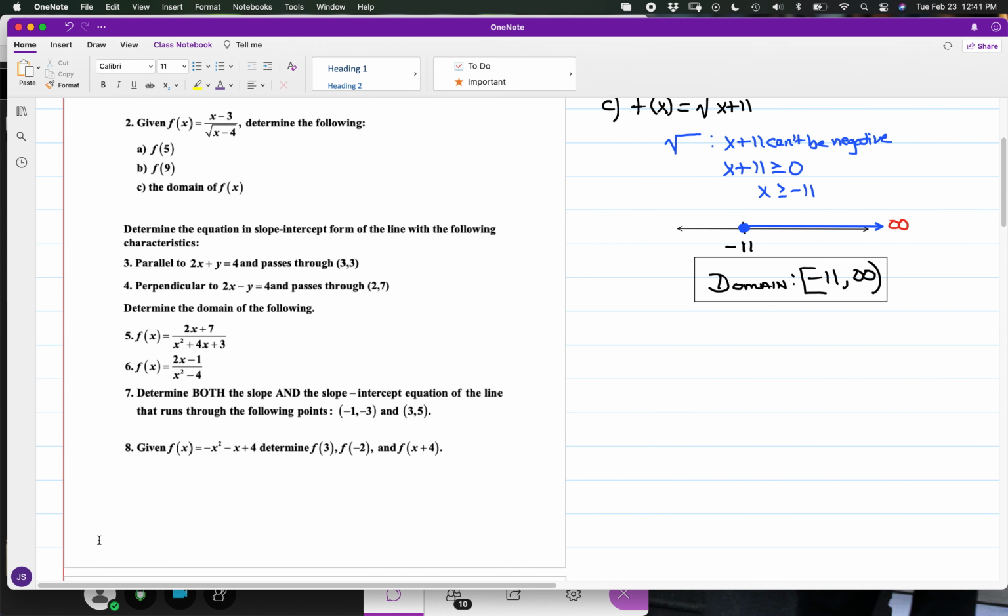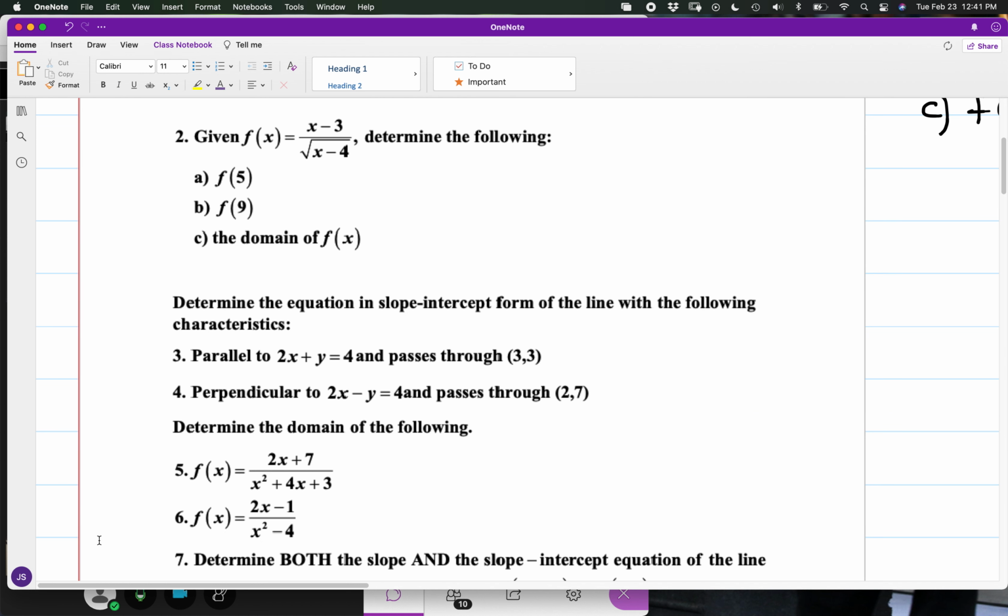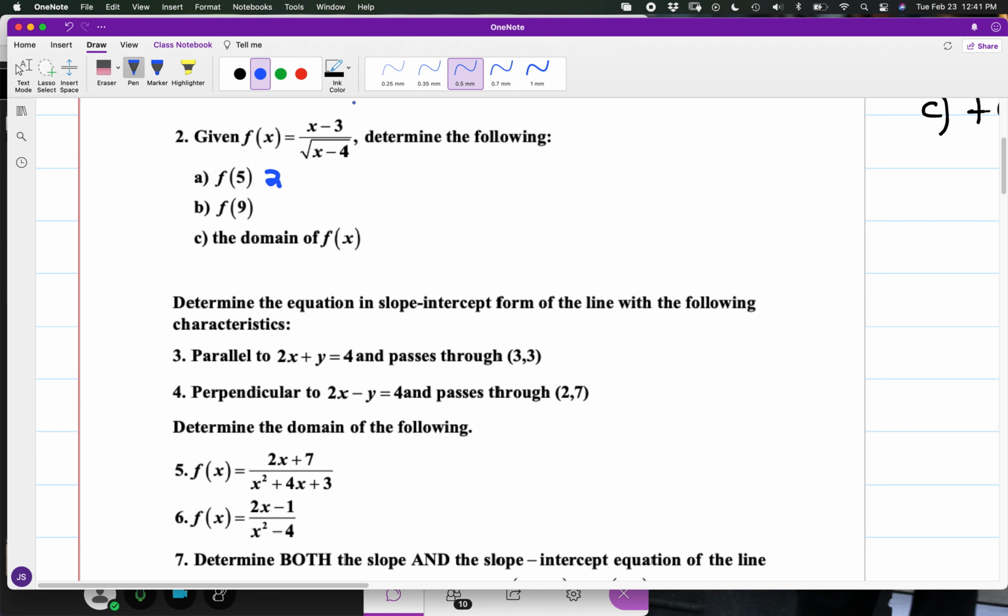So for the setup, again, we have f of 5 at 2, and for f of 9, you can say we have 6 over the square root of 5, or 6 times the square root of 5 over 5. And for the domain of f of x in interval notation, again, we have parentheses around both 4 and infinity.